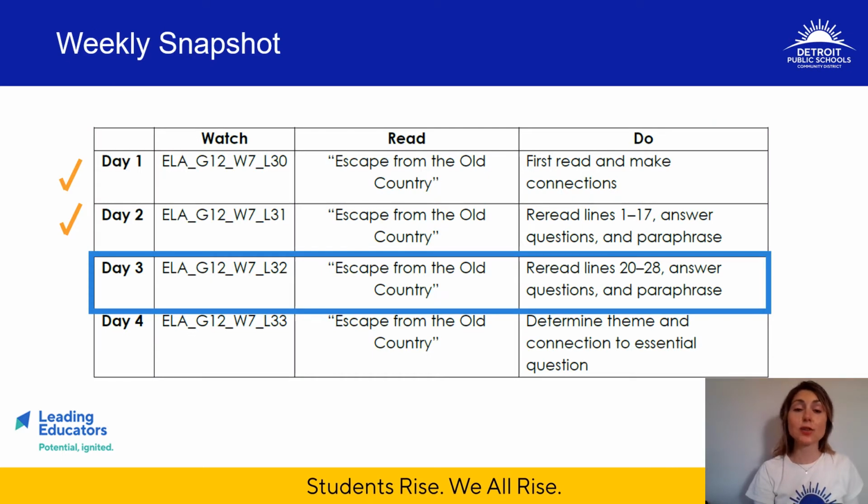Yesterday, we engaged in a close read of the first half of the poem, Escape from the Old Country. Today, we'll engage in a reread, a close read, of the second half of the poem, paying particular attention to the poet's intended audience. Today's video is ELA G12, W7, L32, and again, our task today is to reread lines 20 through 28 and answer questions and paraphrase these lines.